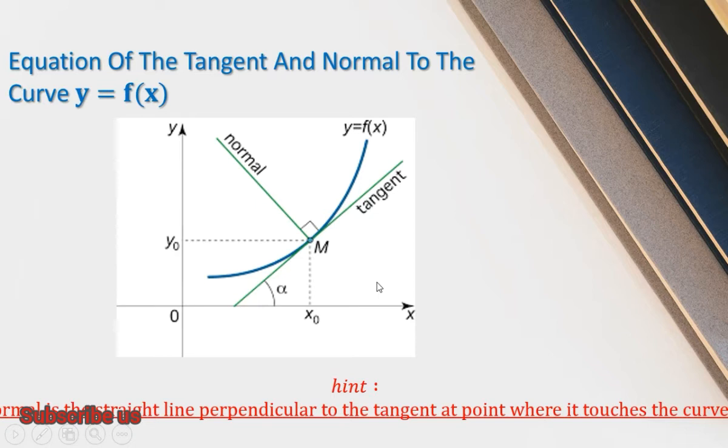Then you can see and identify what is the normal and what is the angle. You should remember here, the normal is the straight line perpendicular to the tangent at the point where it touches the curve. Hint: this normal is the straight line. The normal is the straight line perpendicular to the tangent line. The tangent is this. Okay, next.